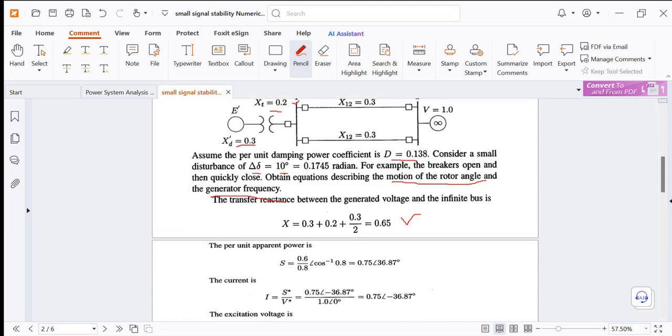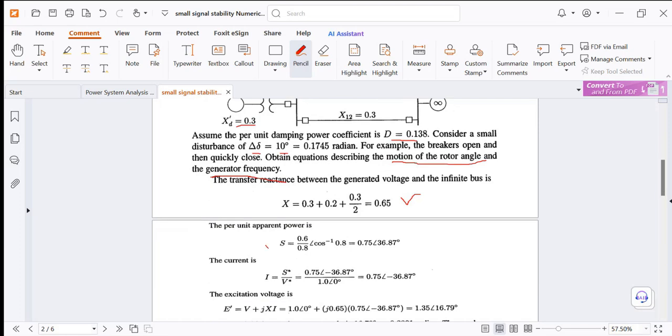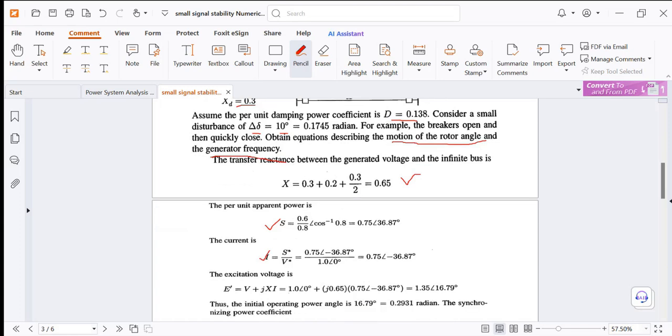Now, at the second step, we need the value of S. Why do we need the value of S? We need the value of S because we need to calculate I. And why do we need to calculate I? We need to calculate I because we need to calculate E dash.